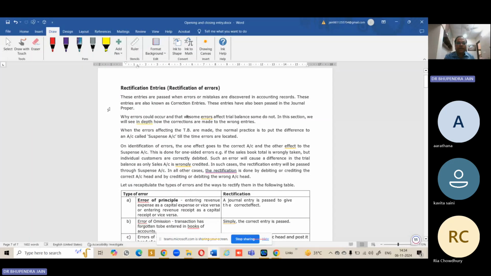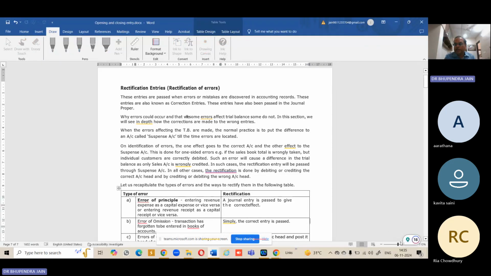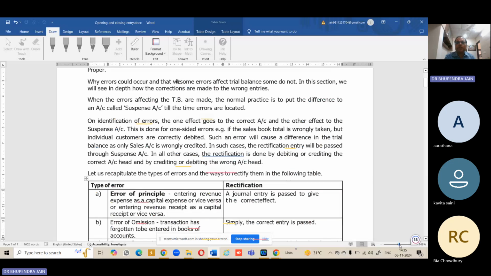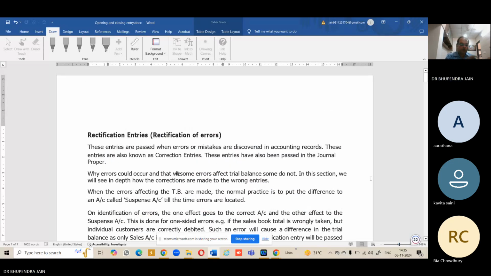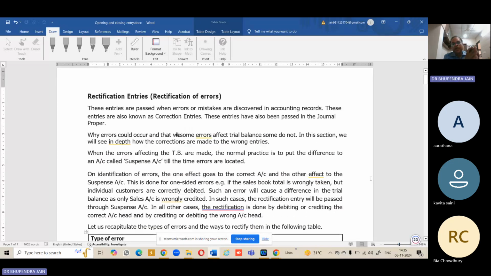You all know the rectification of error. Whenever we pass a wrong entry in the system, then definitely the trial balance will not match. But the other case is that the trial balance will match, but we have already passed a wrong entry. Both situations may be possible. Now we can rectify the entry before preparation of trial balance, after preparation of trial balance, or at the time of preparation of final account.